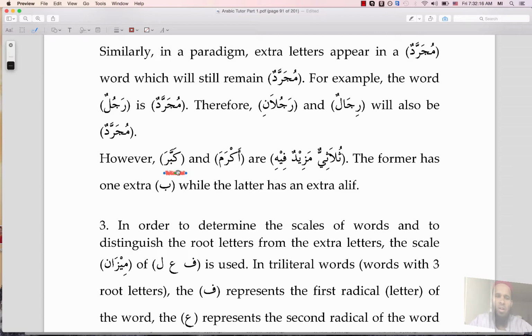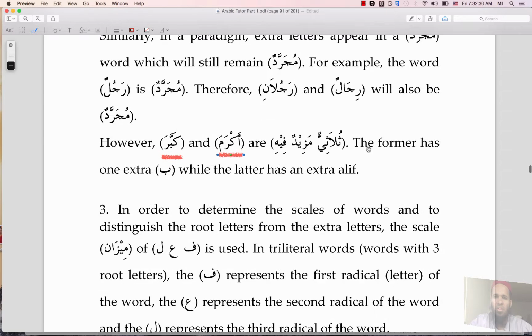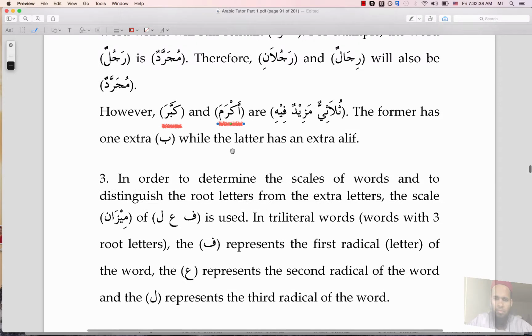This is fa'ala with 2 ayns, meaning there's one extra ayn, one extra zaid over here, mazid fi. So it's a sulasi mazid fi. And akrama right here, af'ala. There's a sulasi mazid fi over here too. The former has one extra ba, because the ba has tajdeed. And af'ala, this one has an extra alif.